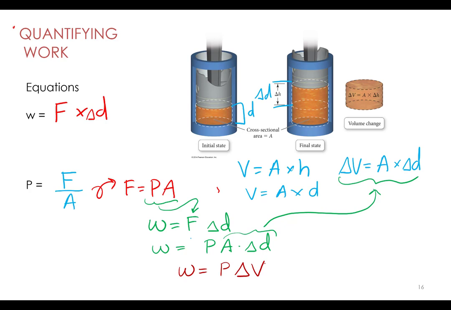So if I'm losing energy when I do work, and this system is doing work and therefore losing energy, what should the sign be? Negative. It should be negative. So it's actually work equals negative P delta V. Work equals negative P delta V. And now this is our handy dandy equation for quantifying work.